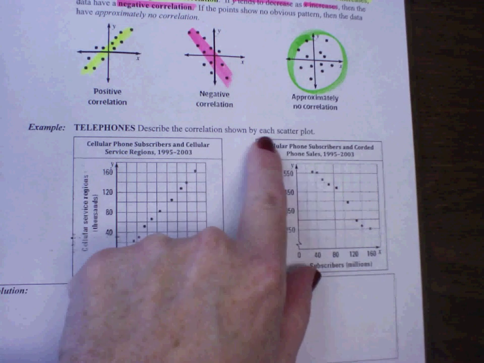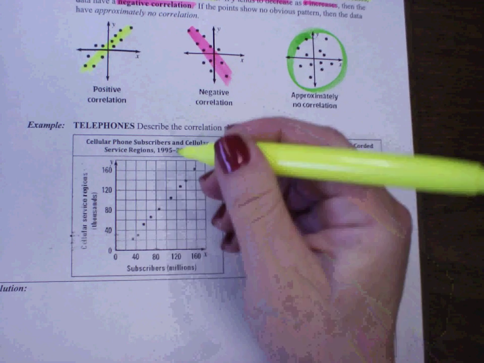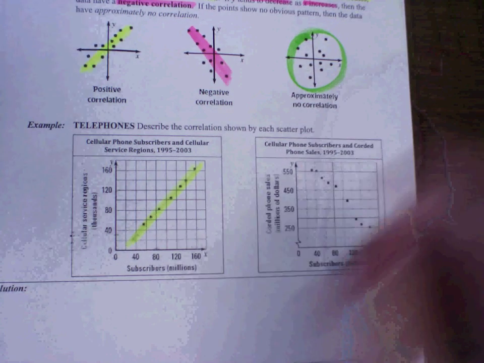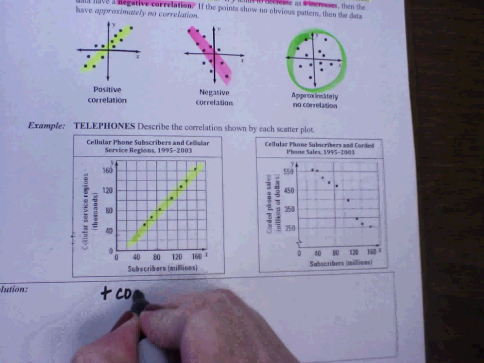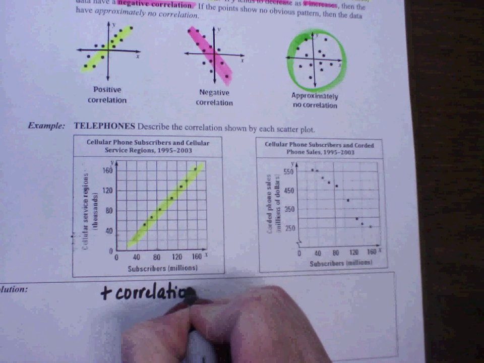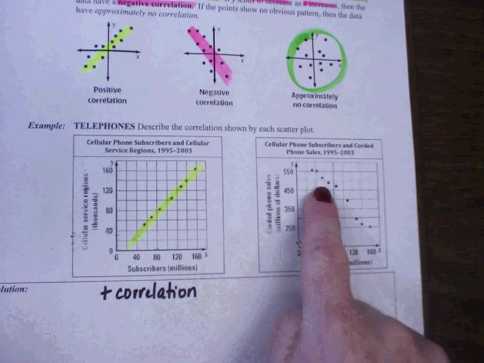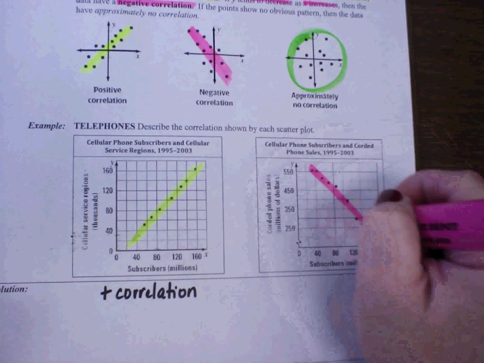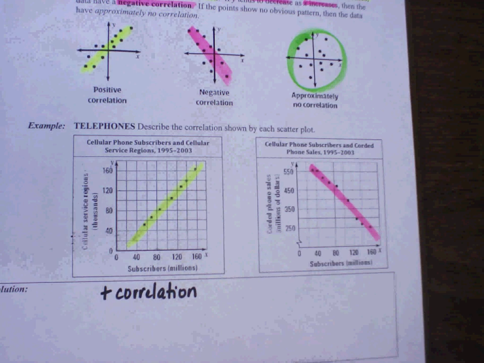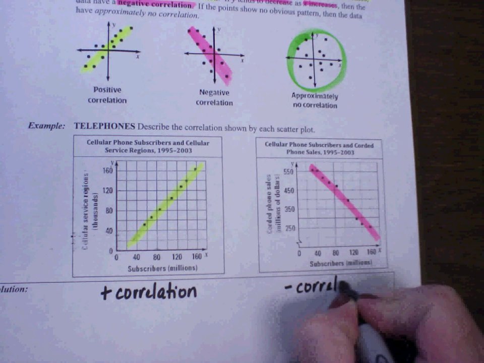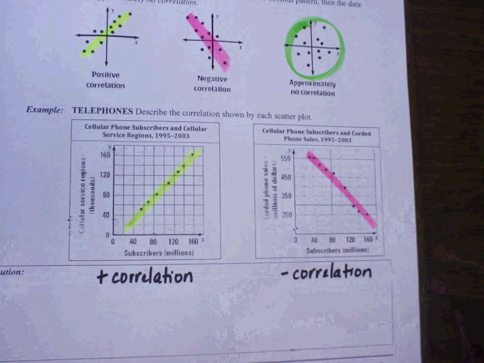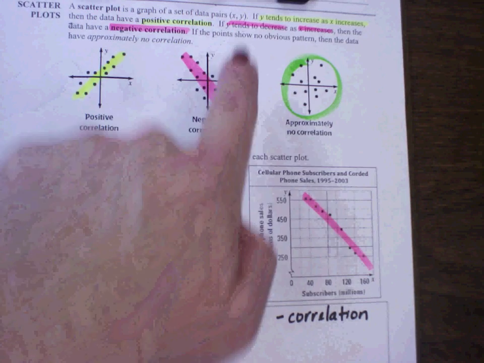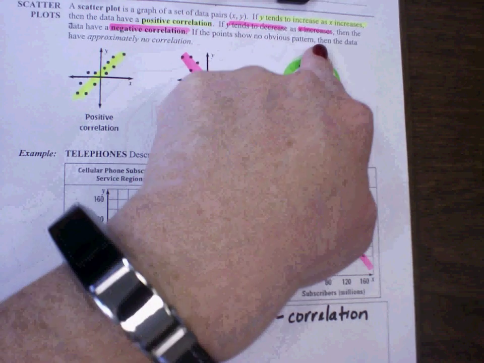So describe the correlation shown by each scatter plot. What kind of correlation would that be? Very good. So this is a positive correlation. What about this one over here? It's a negative. Stop talking, please. It's a negative correlation. Alright, so let's see and prove that when y goes up and x goes up, then it's positive, but when y goes down and x goes up, then it's negative.